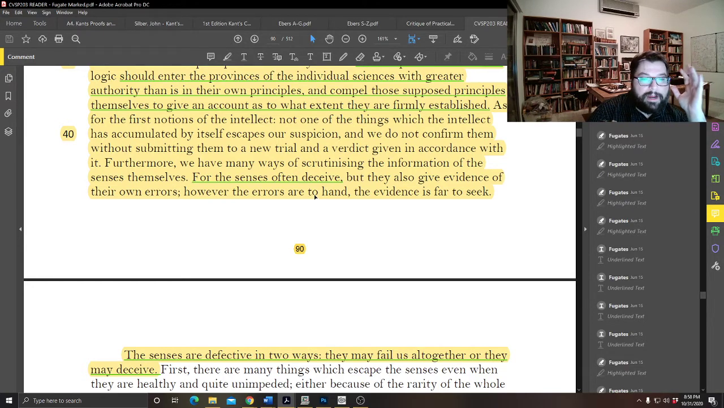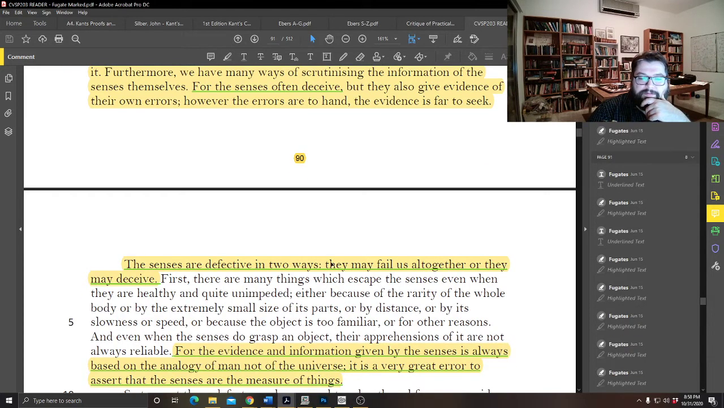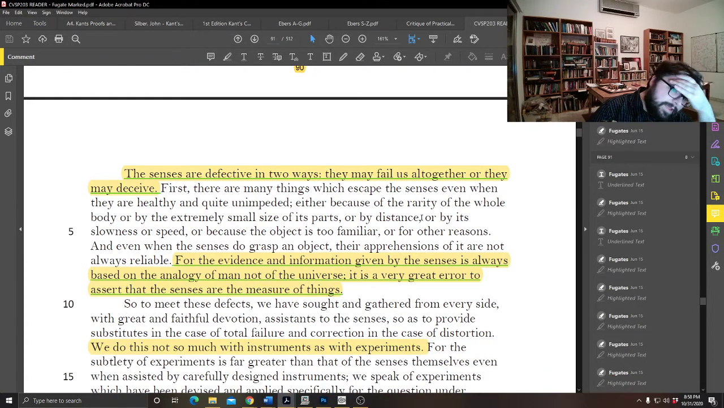We can't get it through the mind alone, as Descartes would have, and we can't get it through the senses alone, but we can get it from the senses if that sense experience is critically evaluated according to a method. So he says, for the senses often deceive, but they also give evidence of their own errors. However, the errors are to hand, the evidence is far to seek. The senses are deceptive in two ways. They fail us altogether, or they may deceive.